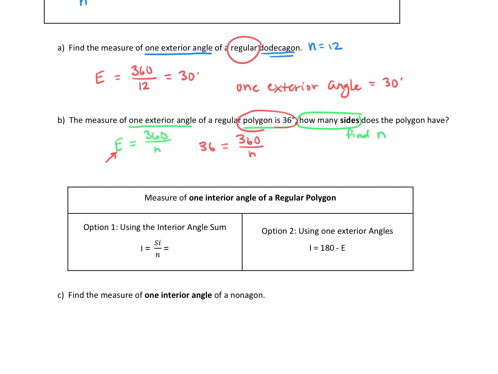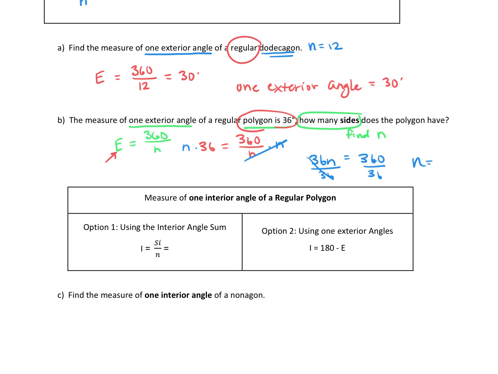Now to solve for n, the problem here is it's in the denominator of a fraction. So let's just multiply both sides by n. That's just going to get us out of that fraction. I'm going to rewrite this over here. I should have given more space. Hopefully you guys are writing smaller than me. 36n equals 360. And then let's divide both sides by 36 to solve for n.